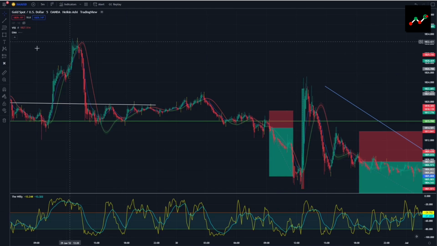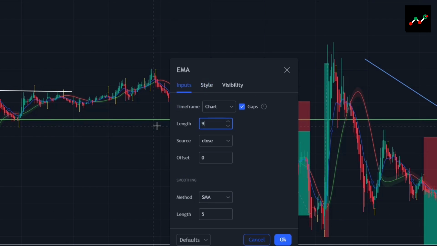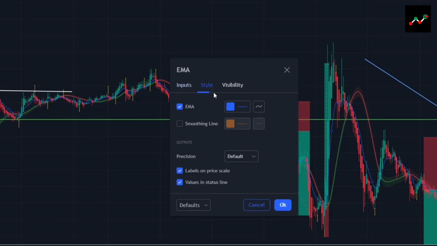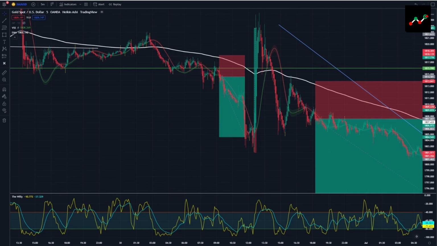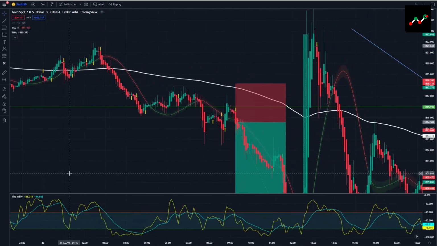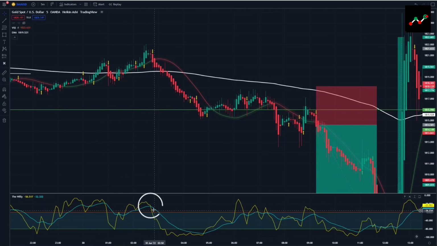In the settings of this indicator, in the input section, I change the number 9 to 200 and change its color to white and make it bolder so it can be seen better. Now let's test some trades according to the flow and movement of the market.